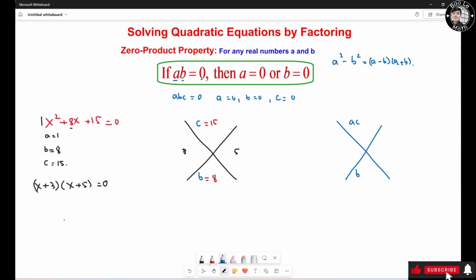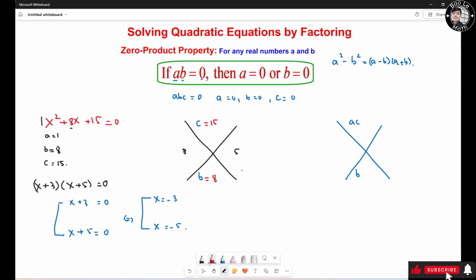Right, now it is in the zero product form, so you just let each of these equal to 0. So s plus 3 equal to 0, s plus 5 equal to 0, and then you solve for s. s plus 3 equal to 0, you subtract 3 both sides, so s equals negative 3, right? s plus 5 equal to 0, subtract 5 both sides, so s equals negative 5, right? Alright, so let's move on to the next example.